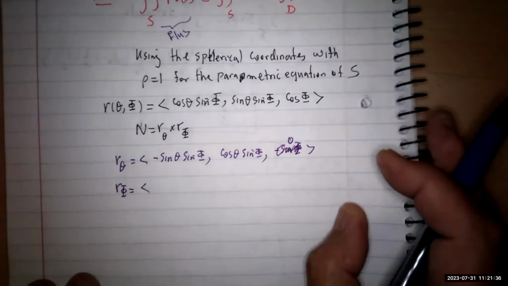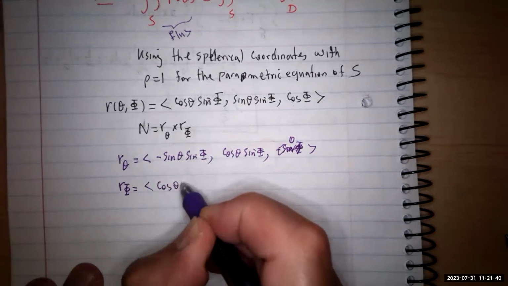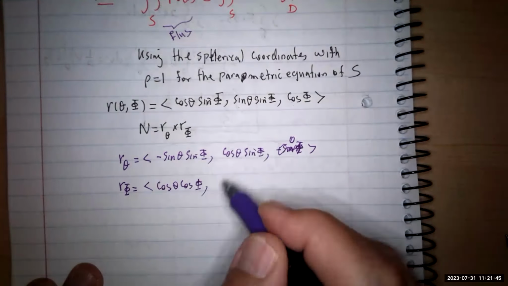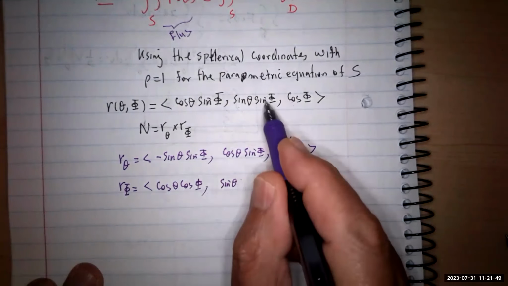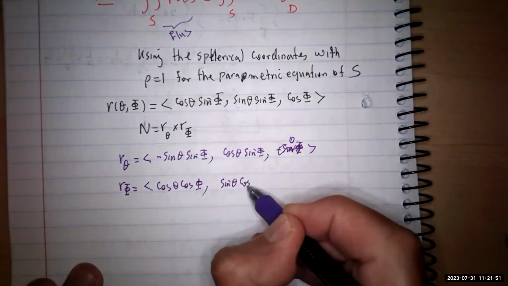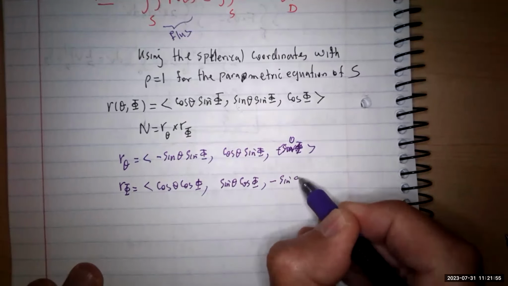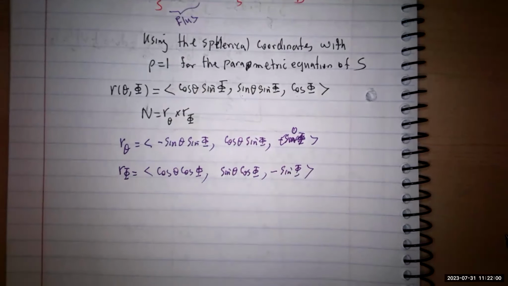The derivative of sine phi is cosine phi, so that gives you cosine of theta cosine of phi. Then sine of theta cosine of phi again, and that would be negative sine of phi. So this is what you have. Cross multiply to get the normal vector.